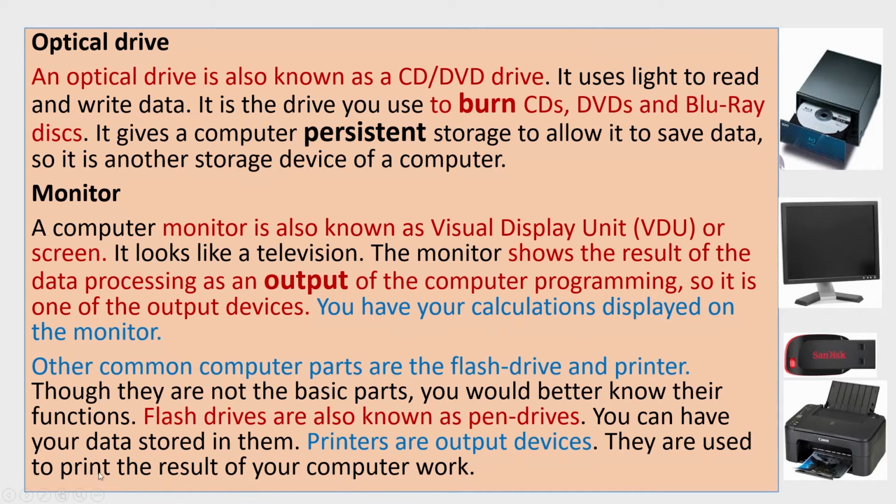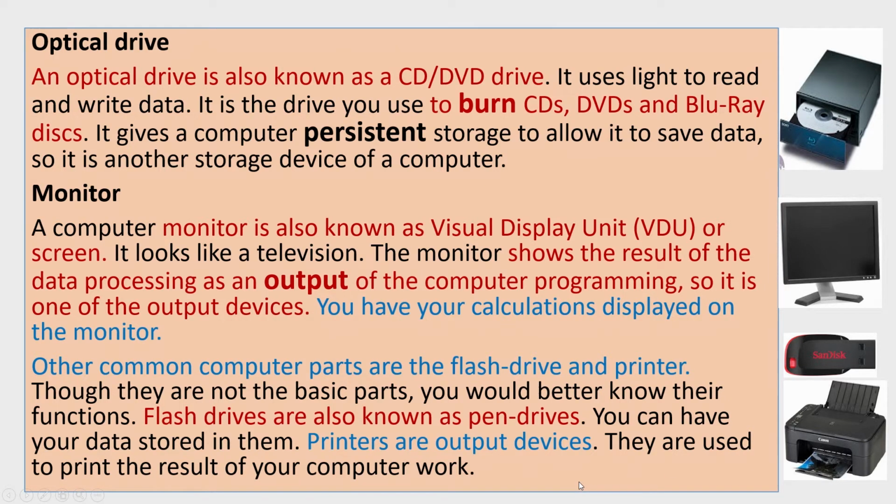Flash drives are also known as pen drives. You can have your data stored in them. Okay, you can store data here. Printers are output devices. They are used to print the result of your computer work. If you would like to print something, if you want to have it in hard copy, you need a printer. Okay, and you can print whatever work you do on your computer.